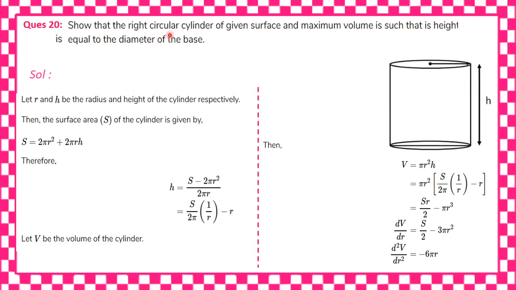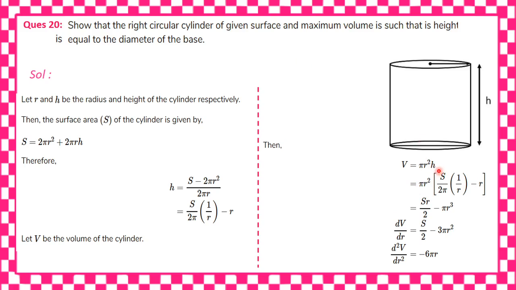Question number 20. Show that the right circular cylinder of given surface area and maximum volume is such that its height is equal to the diameter of the base. So let r and h be the radius and height. What is the surface area? 2 pi r square plus 2 pi r h. Now we are writing h in terms of r. And then volume. Volume is pi r square h because we have to maximize volume.